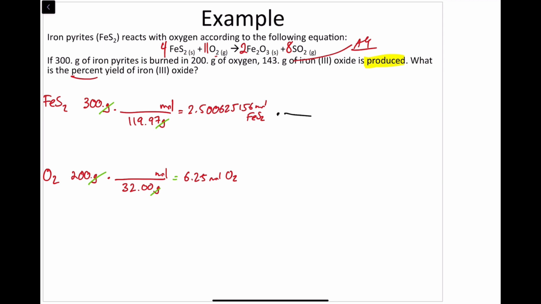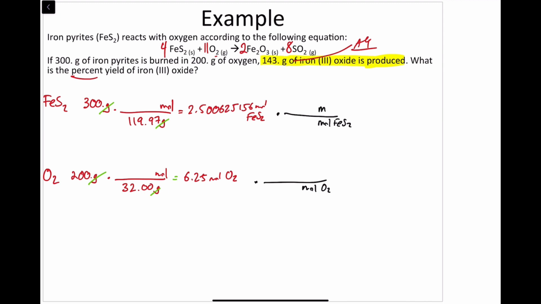So when we compare our reactants, mole of FeS2, we want to put that on the bottom so we can cross that out. In this case, mole of O2 on the bottom. We need to choose a product. And as I mentioned before, the product that we want to choose is the product that we're being asked for, right? We're asked to find the percent yield of iron(III) oxide. So let's use that in our comparison.